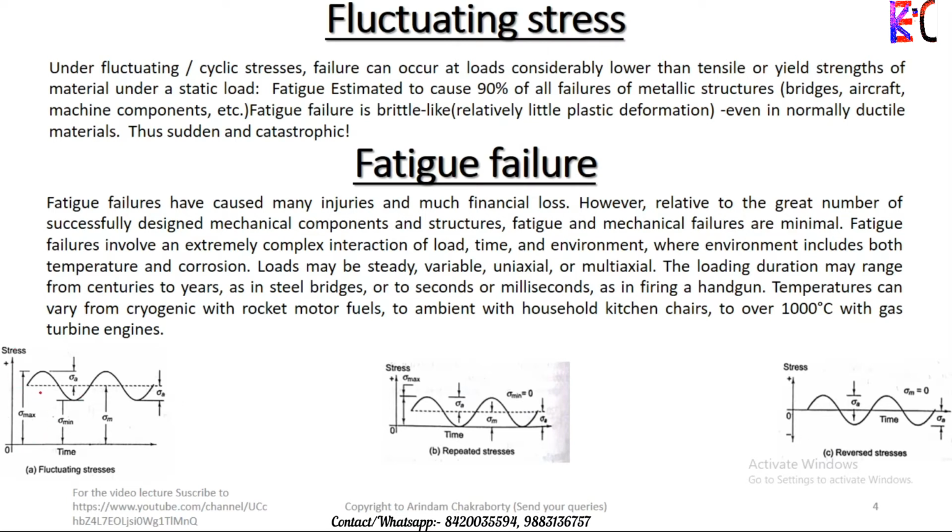In fluctuating stress, the mean stress is always there. There is always a minimum stress acting on a body. The minimum stress in fluctuating stress will not be zero. If a body is having a minimum stress of 0, as you could see over here, that will be a repeated stress.